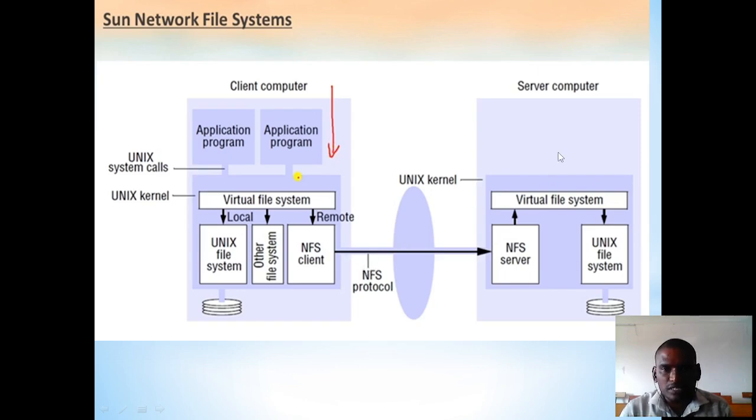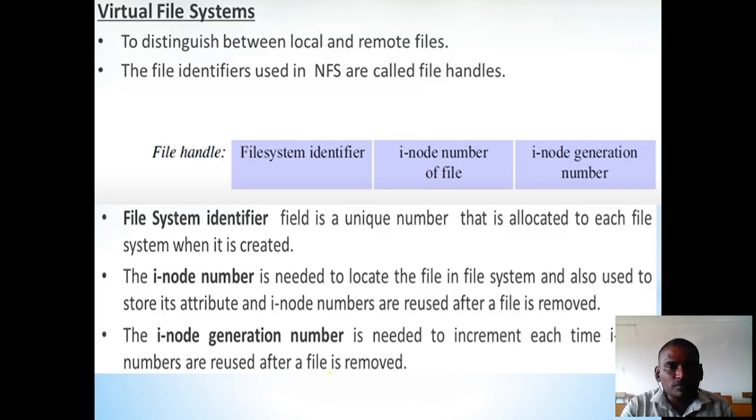It sends the request to the server computer. In the server computer, the virtual file system is available. Based on that, it can identify the location and send the data to the client computer. This is the architecture of the Sun Network File System. In that, virtual file systems are used to distinguish between local and remote files. The file identifiers used in NFS are called file handles.